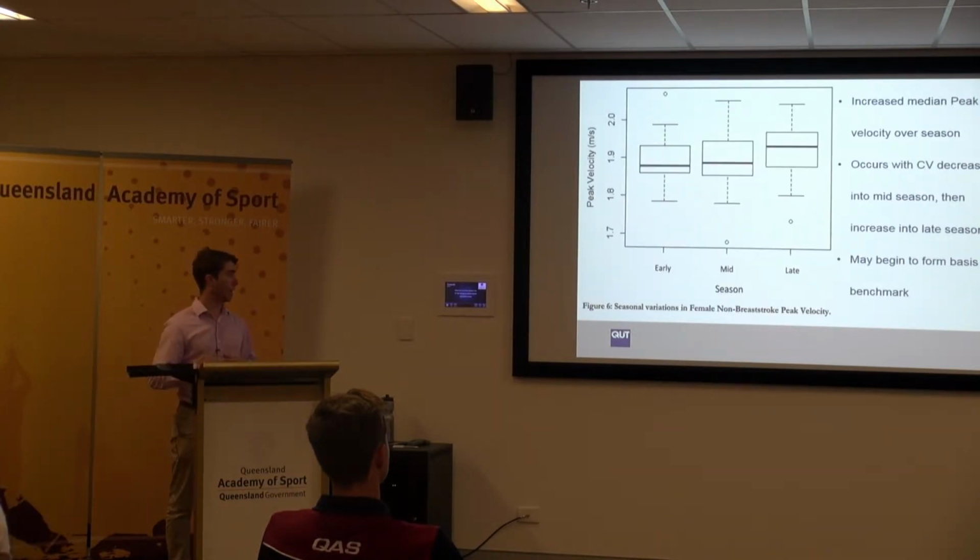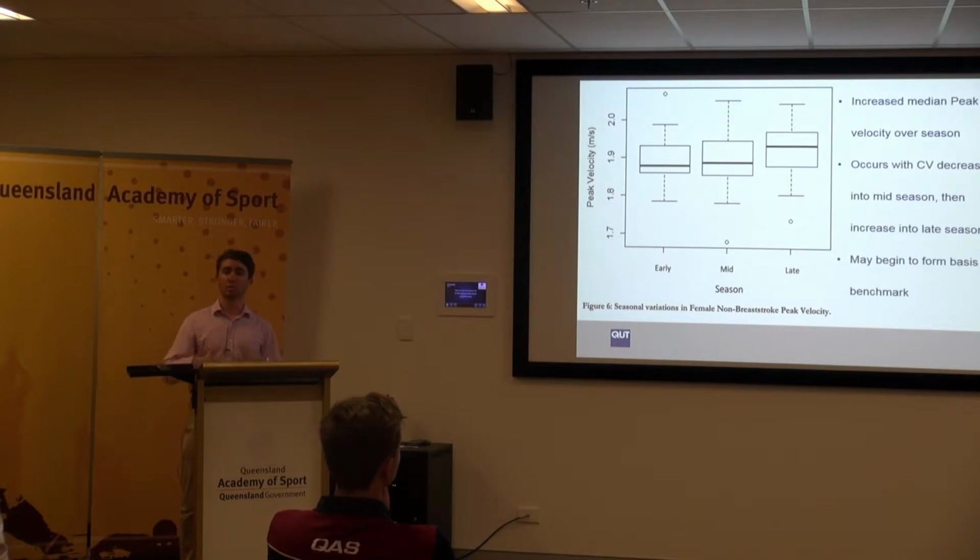So moving on to a box plot of the seasonal variations in non-breaststroke peak velocity. So that is backstrokers and freestylers. From this, it was found that there was increased median peak velocity over the course of the season, which actually coincided with a drop from early to mid-season in terms of critical velocity, and then an increase in critical velocity late in the season as well, basically implying that their endurance improved over the course of the season. So this plot in particular, and this particular subgroup, could start to form the basis of this benchmark.